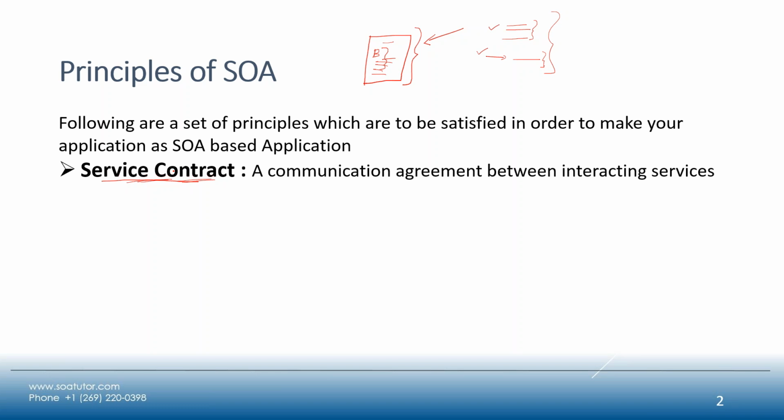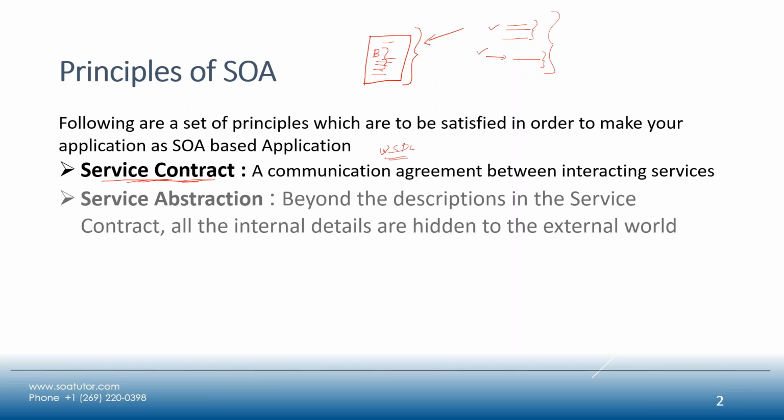How do we achieve a service contract? A best example would be WSDL. You know the WSDL file, right? Web Services Definition Language. The WSDL file is something which is a contract. And the next one is service abstraction. It says that beyond the descriptions of the service, all the internal details are hidden from the external world.